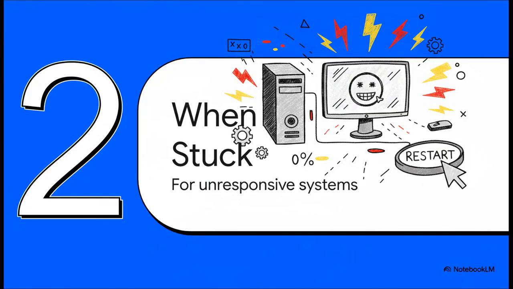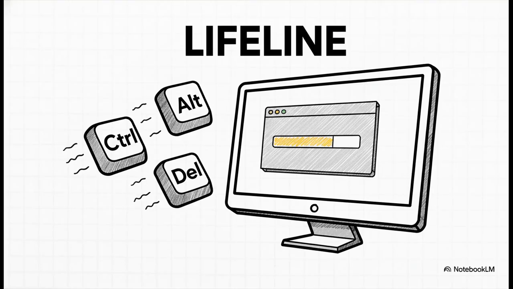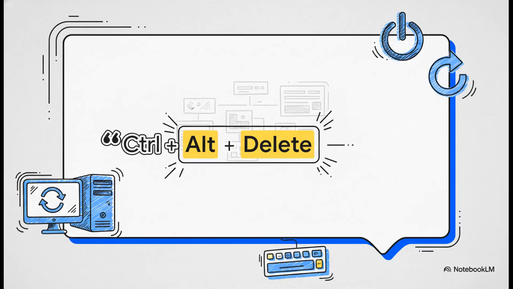Okay, but what happens when things go really, really wrong? You know, when your mouse pointer is frozen and clicking does absolutely nothing. Well, that's when we need to pull out a different set of tools. It's time to call in the cavalry. This key combination is your absolute lifeline when your entire system just decides to lock up on you. 3 little keys, but man, they hold a world of power.